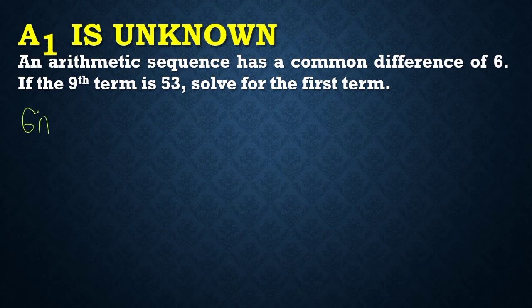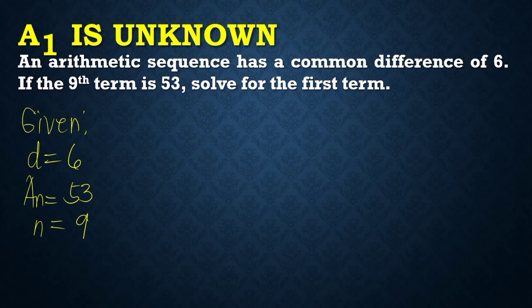So, given. So, yung ano natin, common difference natin is 6. Yung A sub n natin, yung 9th term, that is 53. So, dito given na yung nth term natin, which is 53. And then yung n natin is 9. Okay, ito yung magsisilbing term position kasi given yung 9th term. Okay, and then yung hinahanap natin a sub 1.